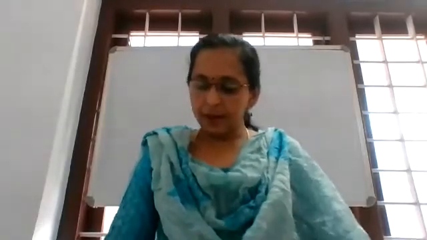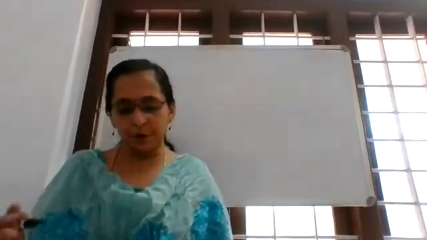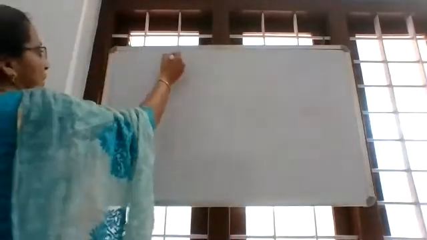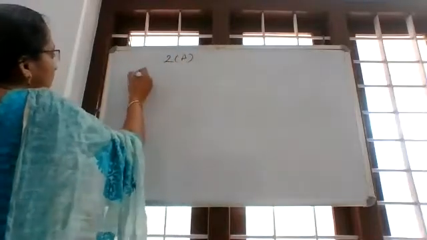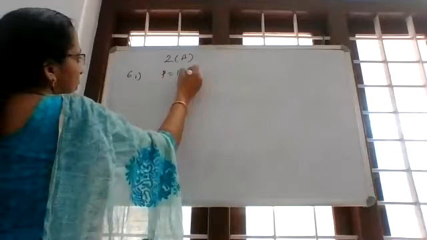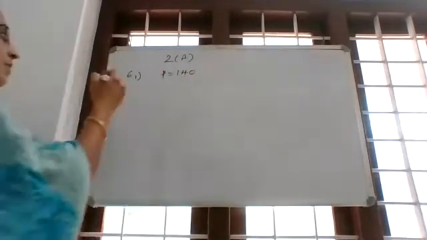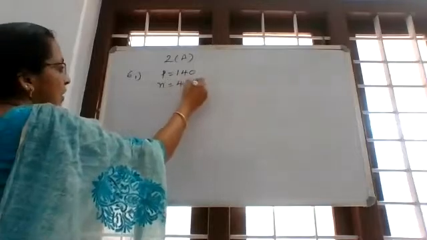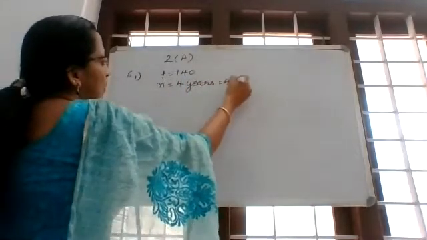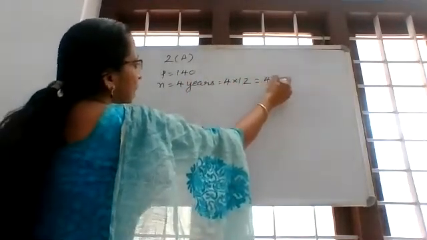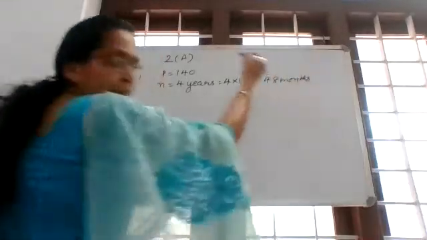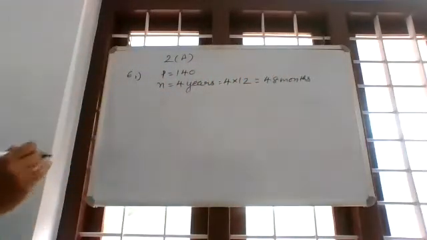So Puneet has a recurring deposit account in a Bank of Baroda and deposits rupees 140 per month for 4 years. So P is equal to 140 rupees. For how many years? 4 years. So N is equal to 4 years, which is equal to 4 into 12, which is equal to 48 months. Then next step.